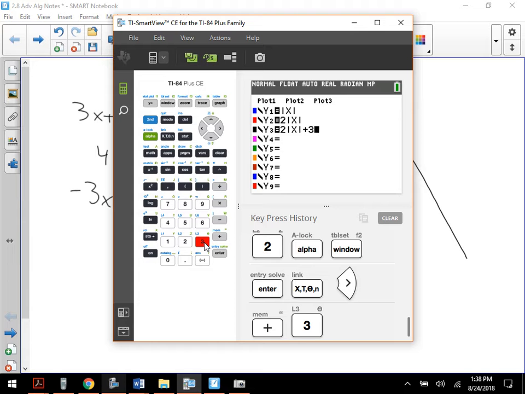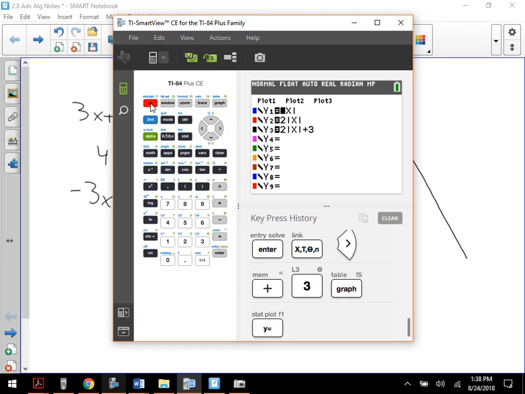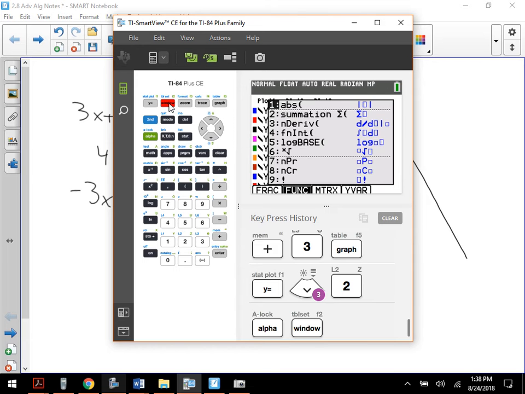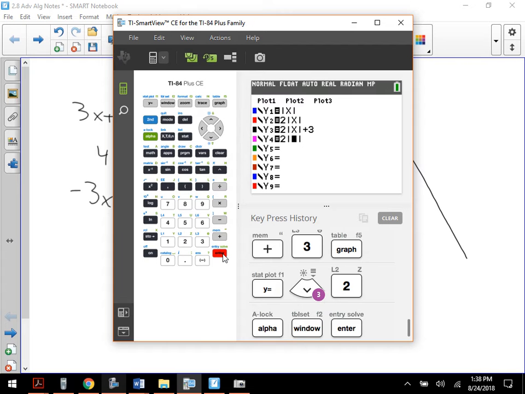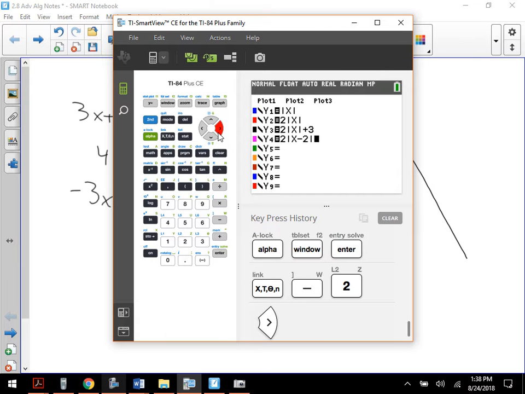Watch the graph. What did the graph do? It moved up 3, didn't it? Okay. Let's do another one. Y equals, fourth graph. 2, absolute value, x minus 2 plus 3. Oops.